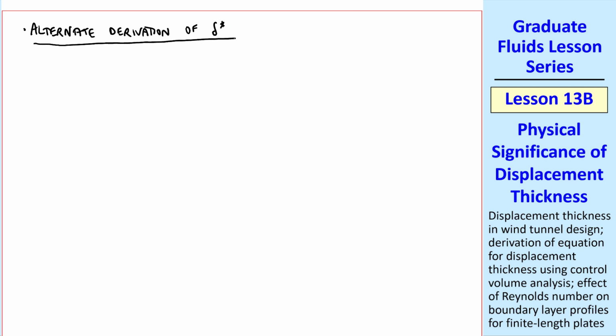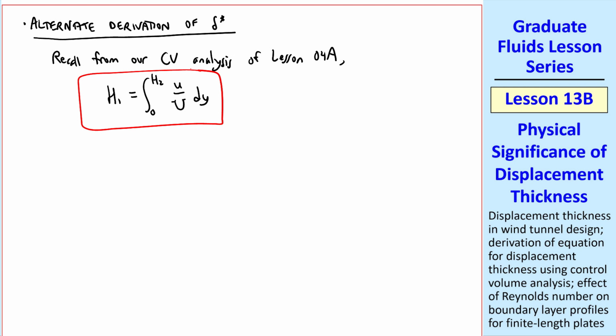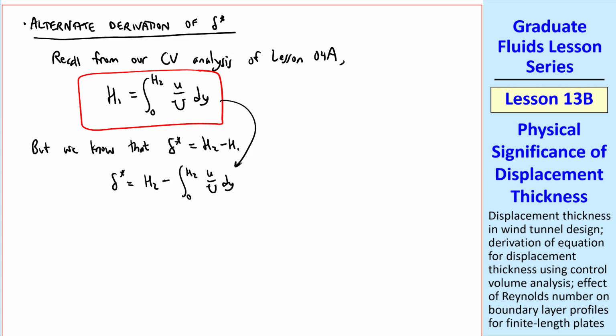Here's an alternate derivation of delta star. If you recall from our control volume analysis of lesson 4a, we had h1 equal integral 0 to h2 of u over U dy. This equation was derived by conservation of mass analysis. But we know that delta star is h2 minus h1, which can be rewritten with the integral.